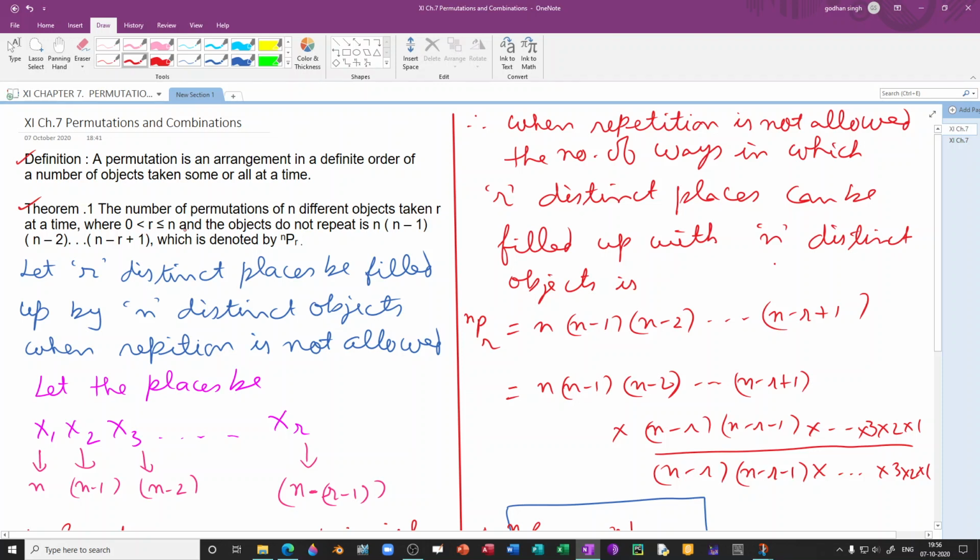time, where 0 is less than r is less than or equal to n, and the objects do not repeat, is n into n minus 1, n minus 2, so on till n minus r plus 1, which is denoted by nPr. So let us understand this more.